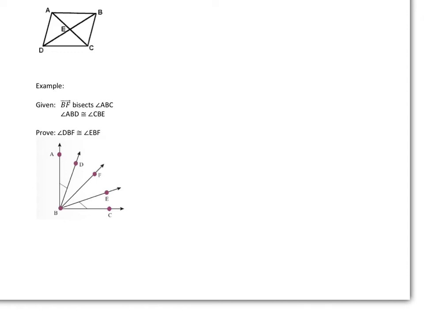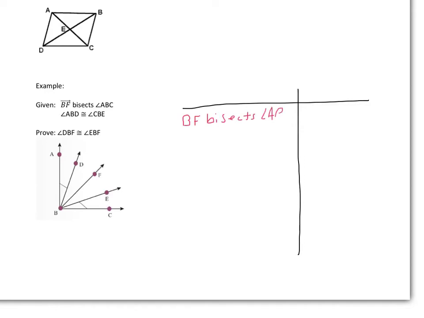Section 4, Video 4. So let's try an actual proof. Again, we are going to do a two-column proof. Write down our given. BF bisects angle ABC, and angle ABD is congruent to angle CBE. And this is all given. Our first step is done.